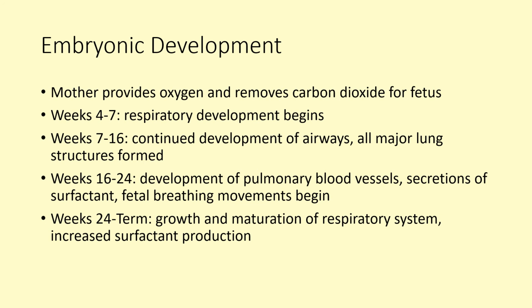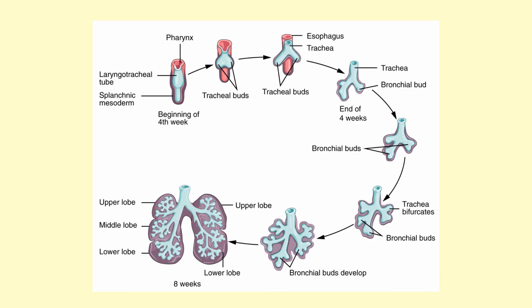You do have some of these, what they refer to as fetal breathing movements, beginning. Now, they're not breathing as far as providing oxygen, but you get that muscle movement starting. Weeks 24 to term, growth and maturation of the respiratory system, and you have increased surfactant production. And this is just showing from the beginning of week 4. As you can see, you're starting to see the development of the larynx. You've got the pharynx here, and what they refer to as the budding, you're forming all of those airways. By 8 weeks, you have the basic structures of the lungs with all the airways present.